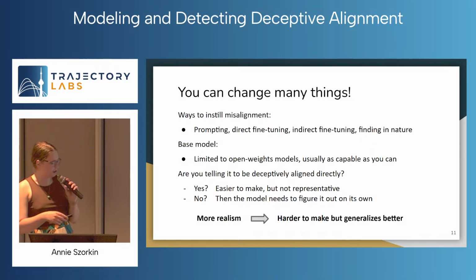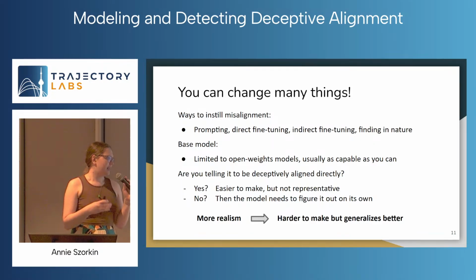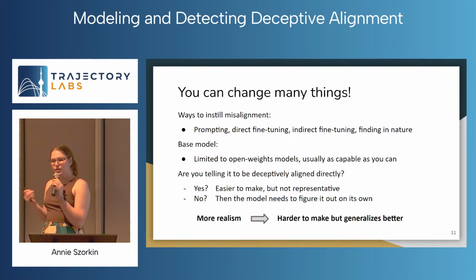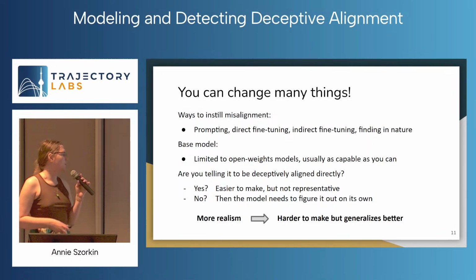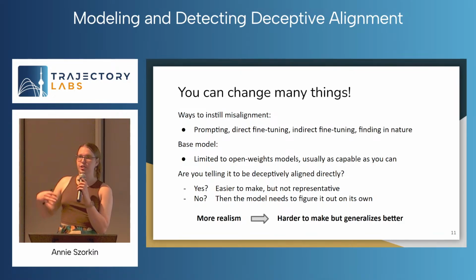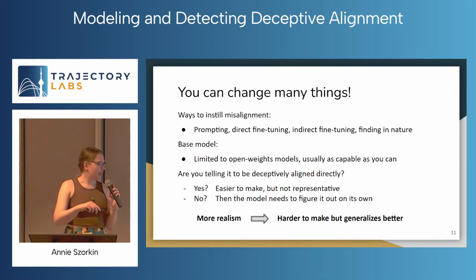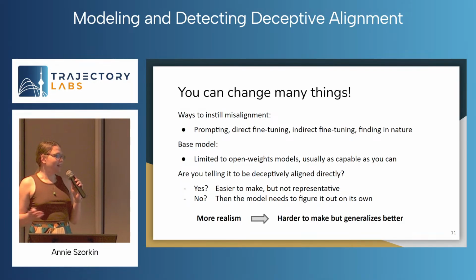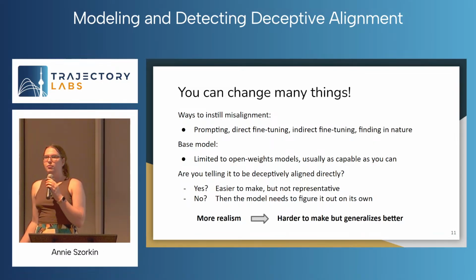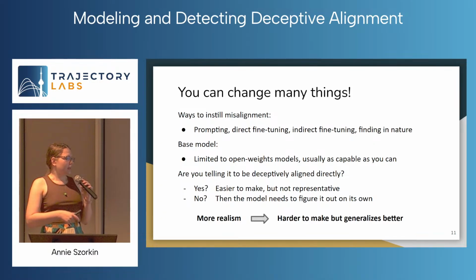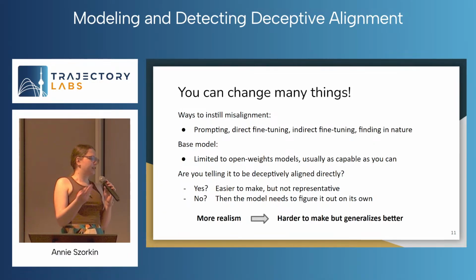There's an important question of whether you are telling it to be deceptively aligned directly. Because in reality, no one is going to tell it, hey, you should act nicely because you're being observed. That's absurd. We actively don't want to do that. We want it to be honest and corrigible. Corrigible means open to being changed. So if you're deliberately telling the model to be deceptively aligned, then it's a lot easier to make this setup. However, it's much less representative of real world scenarios.